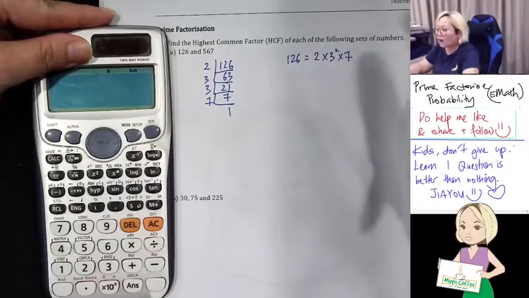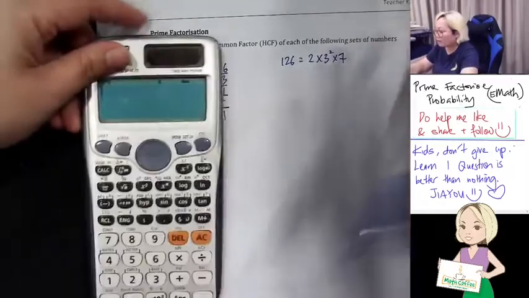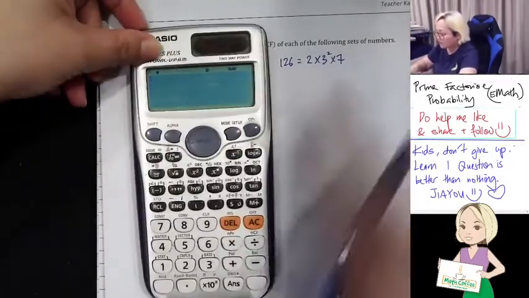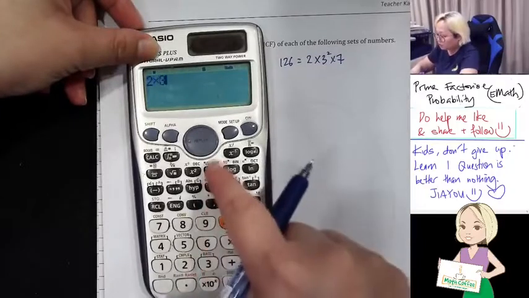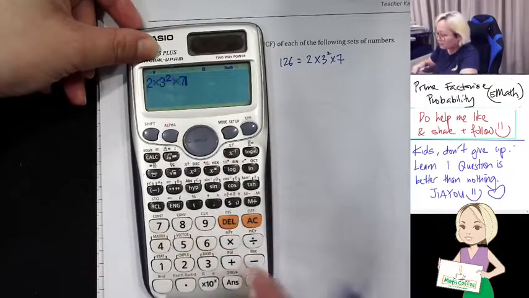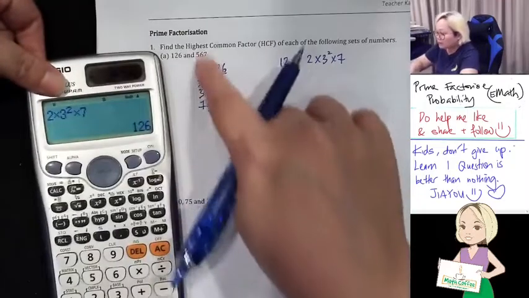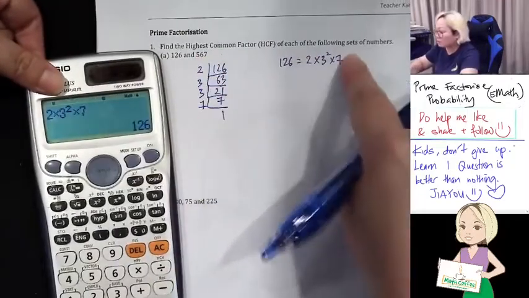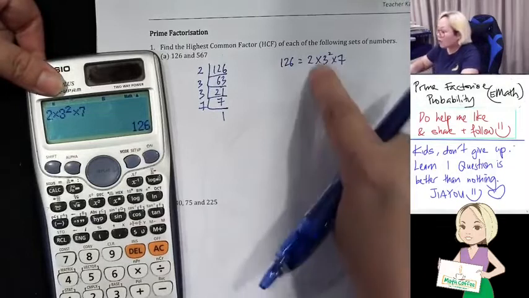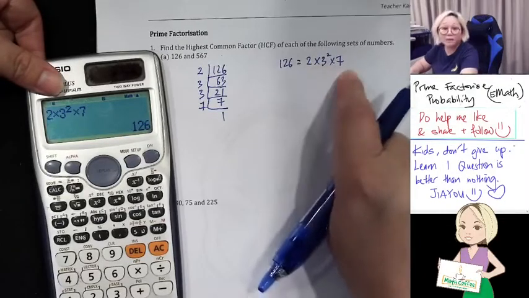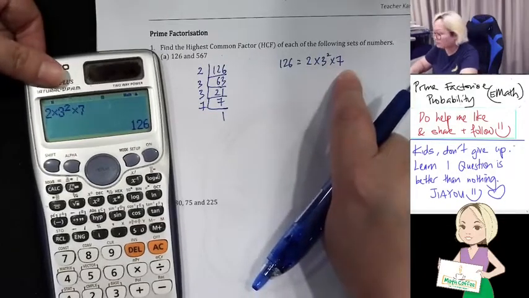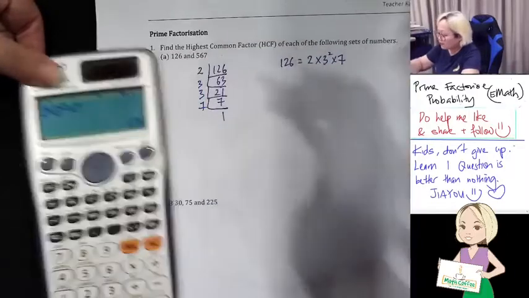But for me, I'm very careful and I always check. Make sure that you key in 2 times 3 to the power of 2 times 7, and when you press equal, it is 126. Sometimes we may accidentally divide wrongly, and then the whole question is wrong. So I always do a double check to make sure that my prime factorization is correct. Understand?